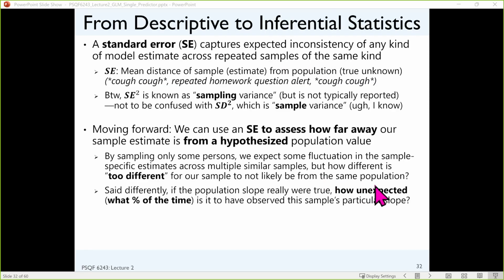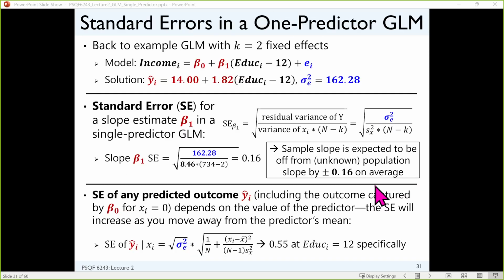But in this sample, we have a picture of the prediction, and there's a shaded area that basically expands as you get further away from the mean on the slope.